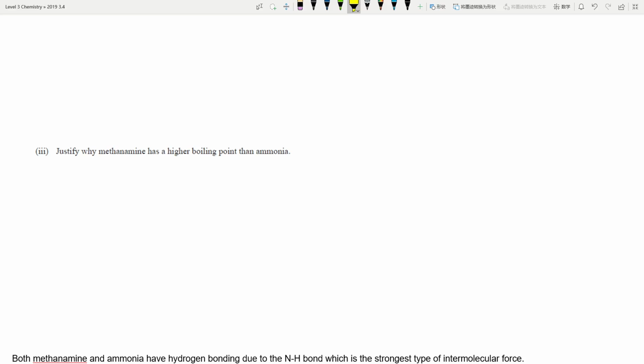Okay. And why methylamine has a higher boiling point than ammonia. So if we again look at ammonia, it has a molar mass of 17 grams per mole, and the other one, what did we say, is 31 grams per mole.